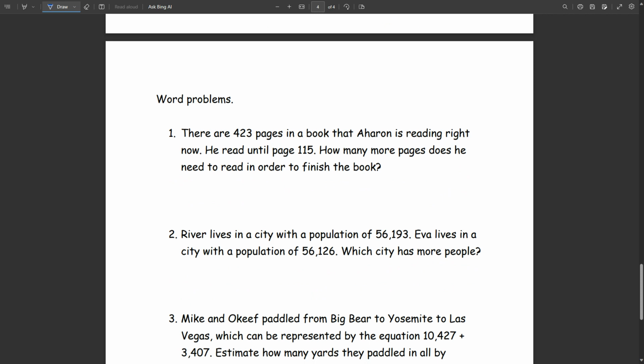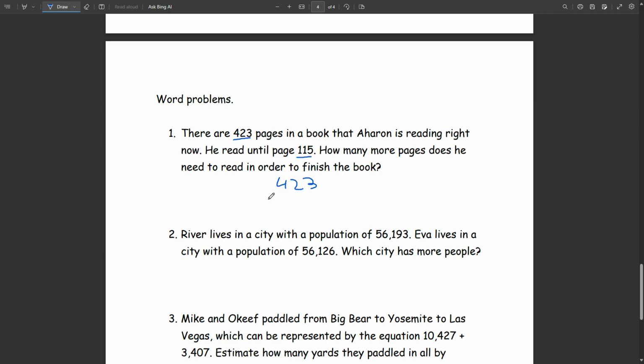So let's look at number 1. There are 423 pages in a book that Aaron is reading right now. He read until page 115. How many more pages does he need to read in order to finish the book? So we know that this is the total amount of pages, and this is what he read, and we want to know how many more. So we're going to do subtraction, right?